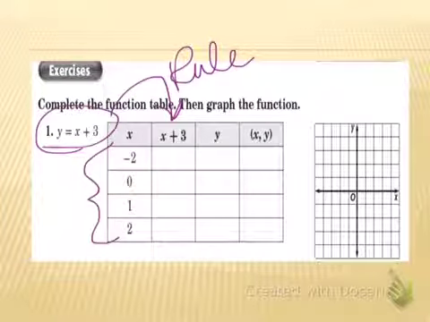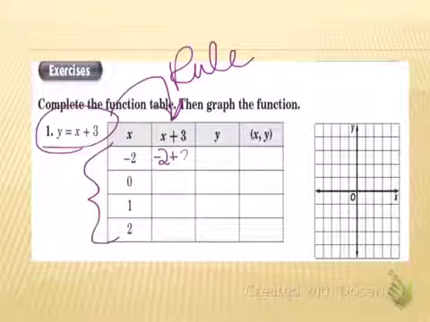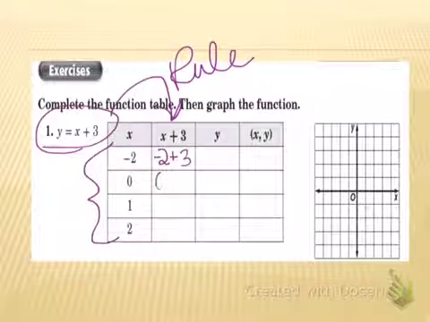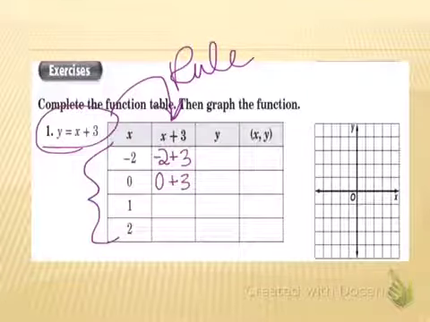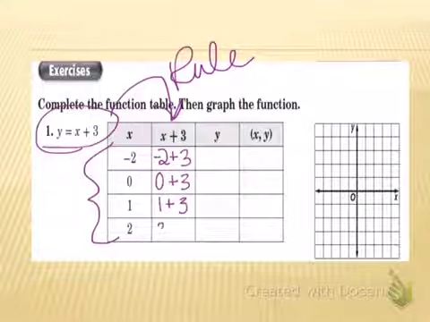So if x is negative 2 and my rule is x plus 3, instead of x, I'm going to replace it with a negative 2. So I have negative 2 plus 3. Underneath that, I've got 0 plus 3. Then they chose 1, so 1 plus 3. And last, they chose 2, so 2 plus 3.